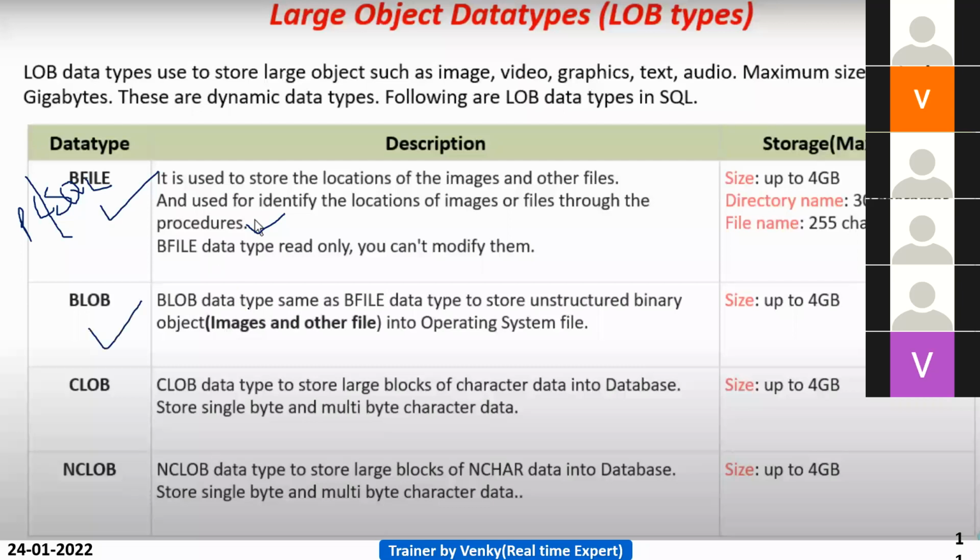The BLOB data type is the same as BFILE, used to store unstructured binary large objects. Unstructured binary large objects are nothing but these things only. We cannot measure that this is having one structure. Can we measure, guys? No. So BFILE and BLOB are the same, but BFILE stores the location where that video is. BLOB is used to store the actual file into the database in our operating system. Both sizes are 4 GB only.